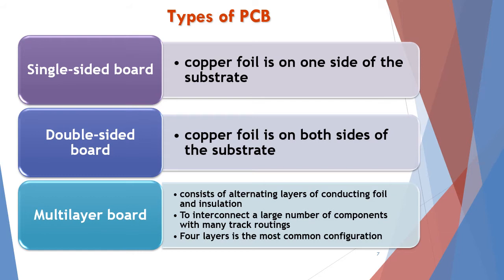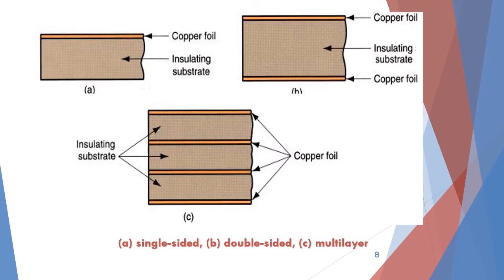The first one is the single-sided board, meaning the copper foil is only layered on one side of the board. Double-sided board, where copper foil is layered on both sides of the substrate. And the third one is the multi-layer board, meaning that it consists of alternating layers of conducting foil and insulation. For the interconnection between the components, 4 layers is the most common configuration. Now let's see the picture for better understanding.